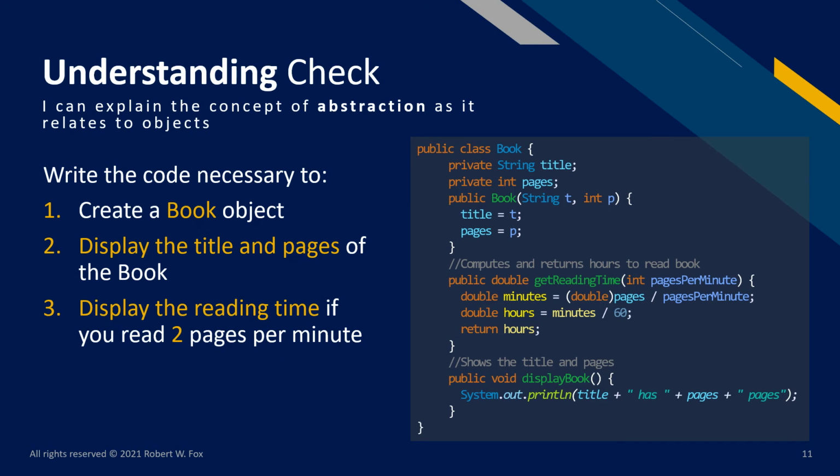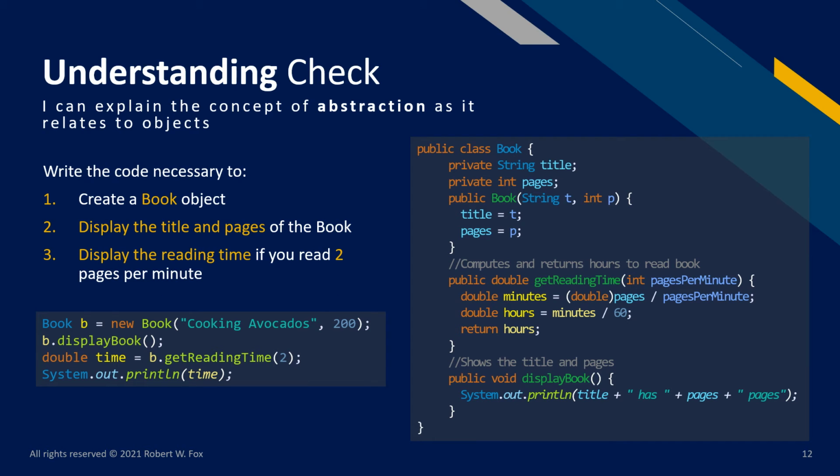Time for an understanding check. On the right, you see a class called book. What I'd like you to do is write the code necessary to create a book object, then display the title and pages of the book, and finally display the reading time if you read 2 pages per minute. Pause the video, take some time to think about this and jot down some ideas, and when you're ready, start up again and we'll go over the answer.